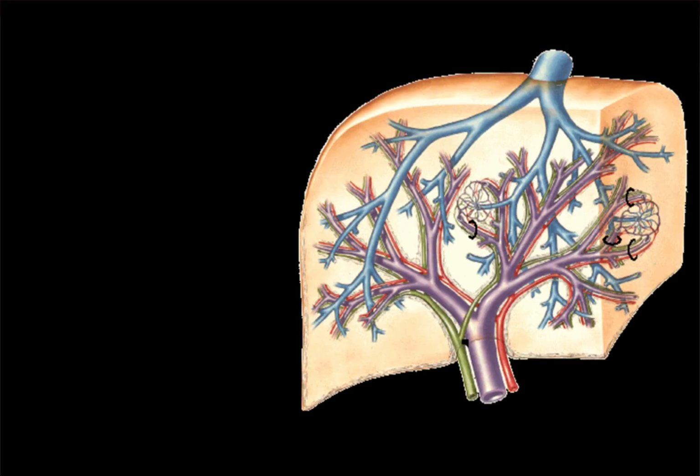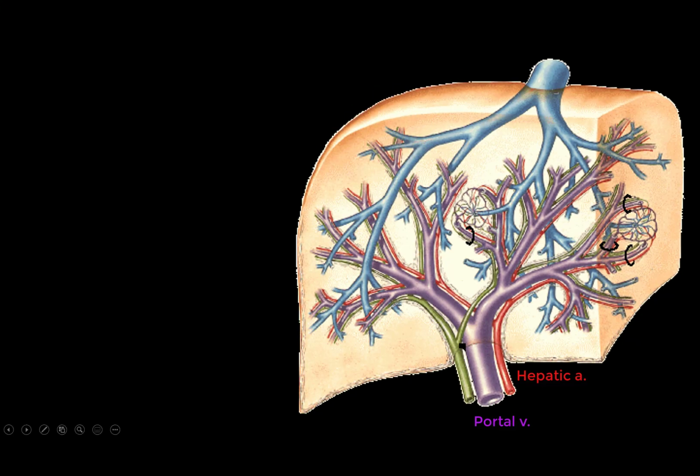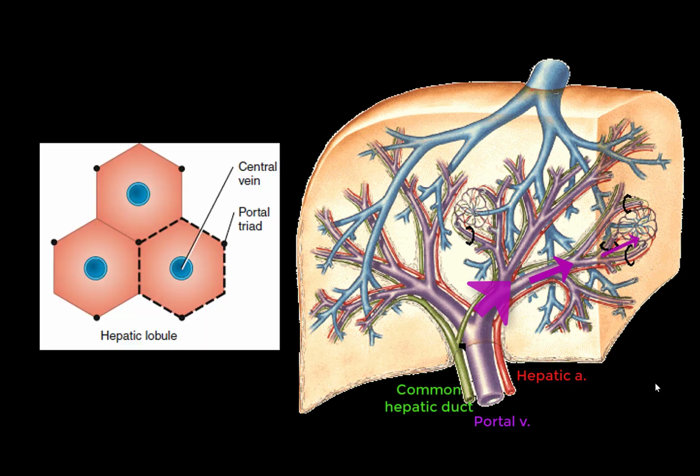Here you can see how the portal vein and the hepatic artery branch within the liver into smaller and smaller branches until they form the portal triads. Histologically speaking, the liver is structurally formed of hexagonal hepatic lobules. Within these lobules, the hepatocytes are arranged in laminae.